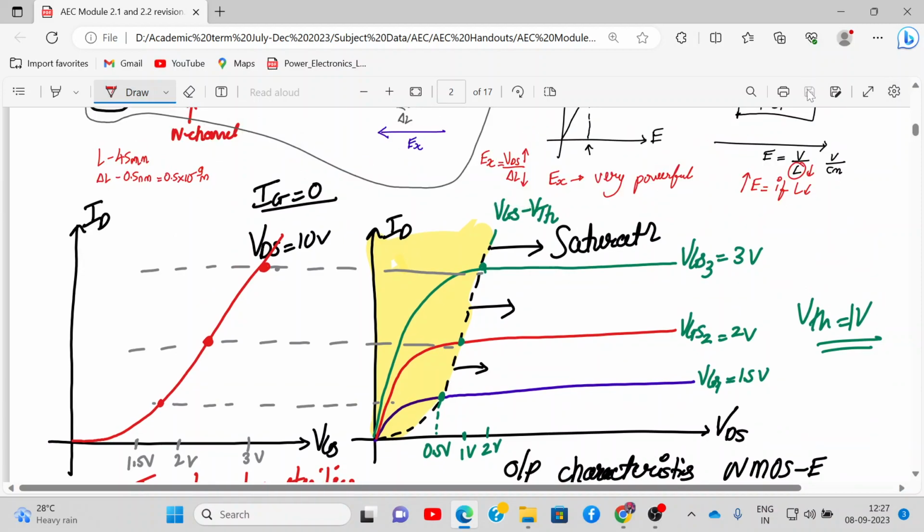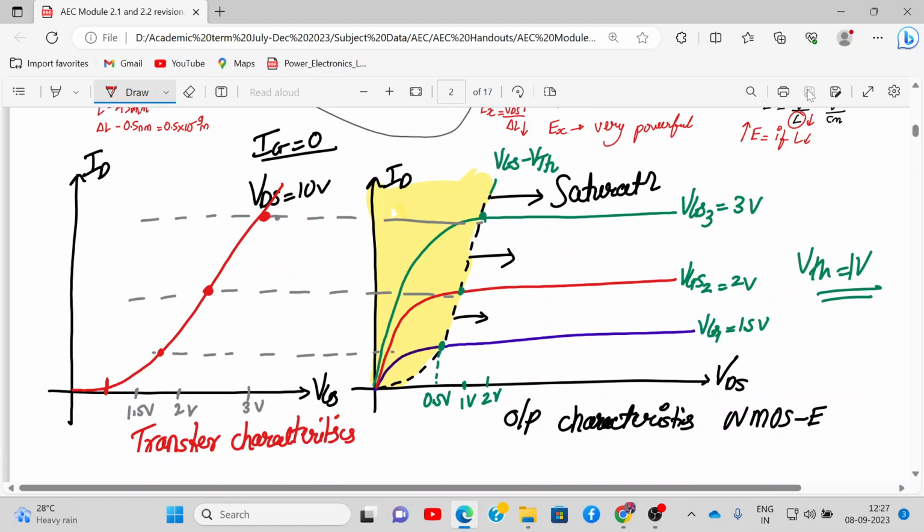Alright, and over here the MOSFET will work in the saturation region in this transfer curve, because VDS is 10 volt and VGS is greater than VTH. So this voltage over here will be greater than VTH value. Then the current starts flowing. So this is my transfer and working of N channel enhancement type MOSFET and transfer and output characteristics.